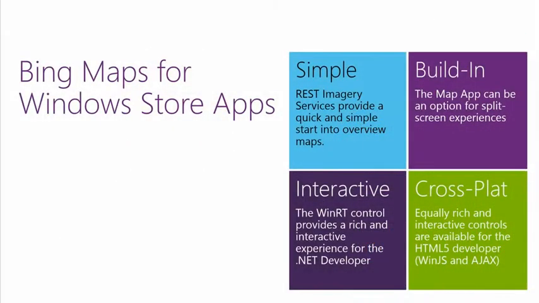So when you develop mapping applications for Windows Store apps, you have four options. The most basic one is that you retrieve map images from the Bing Maps REST services and embed them into your application. The next step up would be that you automate the map app that comes with Windows 8 and 8.1 through protocol activation in a split screen experience. And then of course we provide interactive and rich controls both for the .NET and the HTML5 developer.